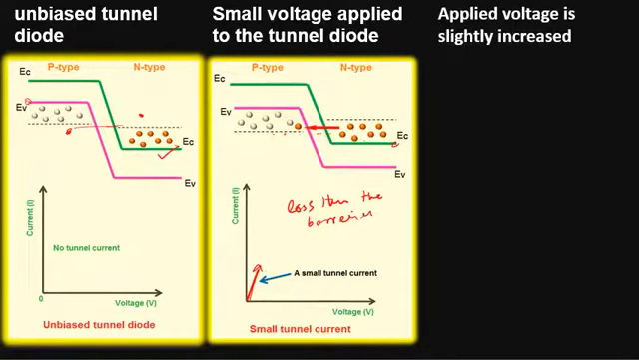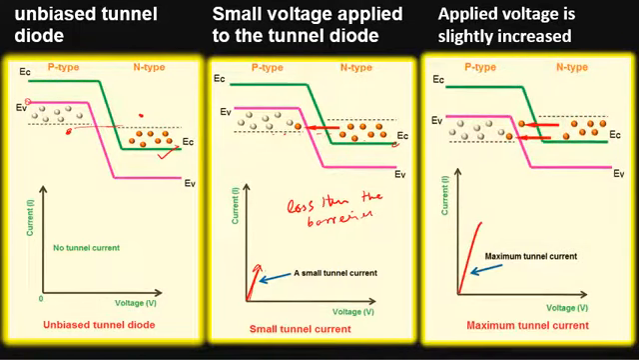When the applied voltage is slightly increased, the tunnel current reaches its maximum value, because now the conduction band of the n-type material and the valence band of the p-type material, as you can see, become exactly overlapped with each other. They are at the same energy level. That's why a large number of electrons from the conduction band of the n-type material cross the barrier, cross this tunnel, and enter into the p-type material. So it will increase the current, and the current reaches its maximum point when the applied voltage is slightly increased.